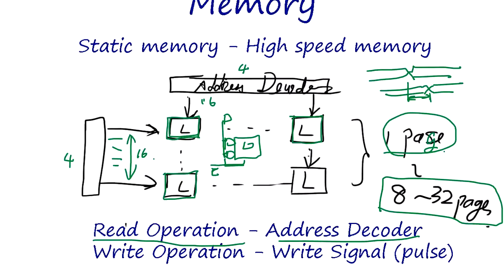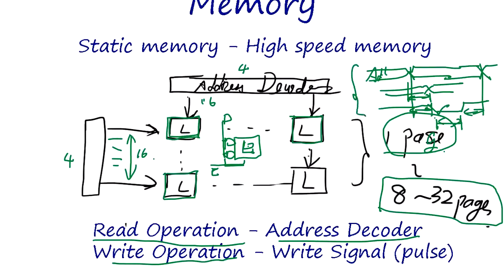Okay, the write operation is, since it's a latch, you have to give a pulse. So after the address is decoded, you need to provide a pulse, and there should be some time before the pulse starts, and the pulse should end before the address changes again, and there should be a specified pulse duration in order to make this latch data transfer work. Okay, so these are the static memory, and usually it's very high speed, like ECL circuit.